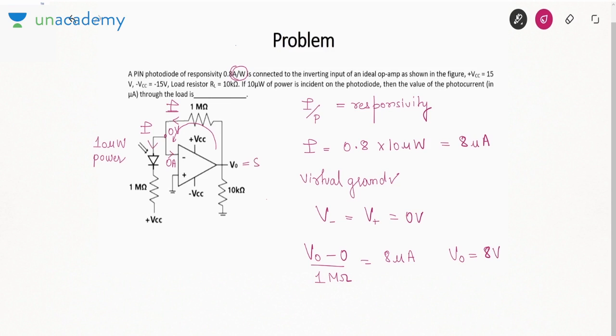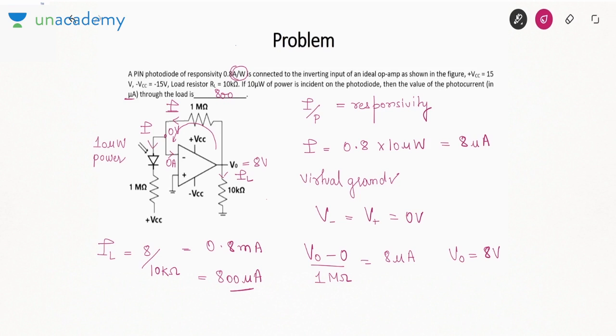Once we know the value of V0 is 8 volt, I can find out the value of load current, IL. 8 volt by 10 kilo ohm, that is 0.8 milliampere. Or you can say 800 microampere. It is asking in microampere, so the answer will be 800. So what I have done is I have just used the units of responsivity and figured out the current in the photodiode, and then I have used the basic concept of op-amp, that is virtual ground.